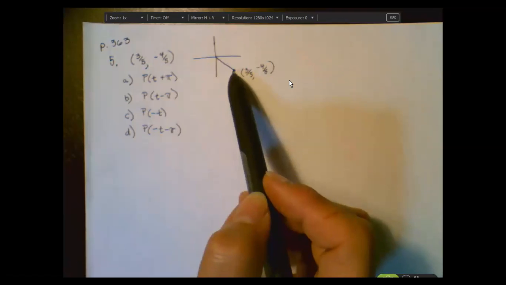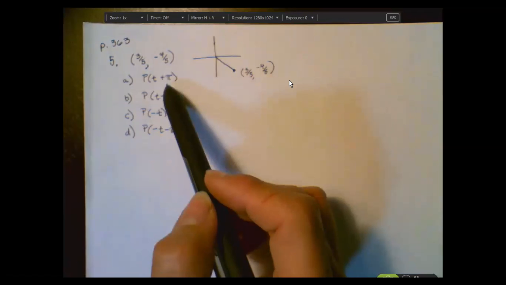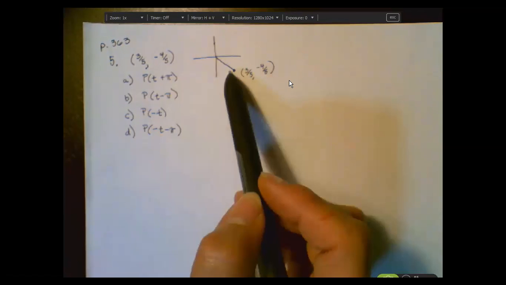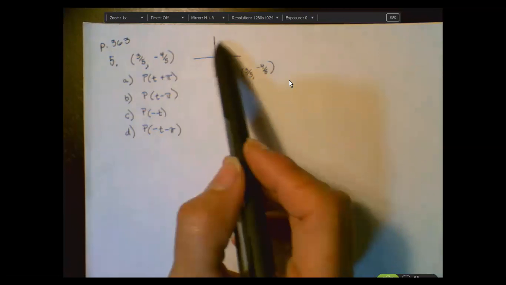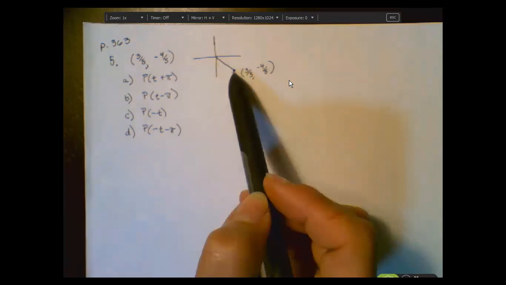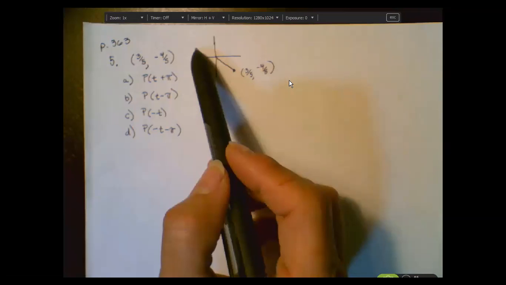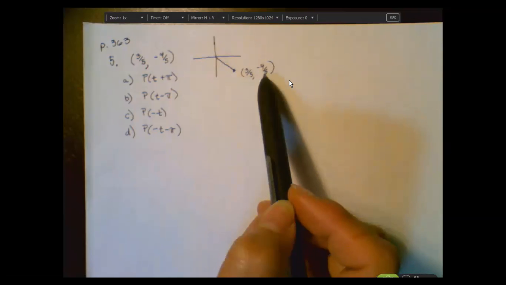Where would you end up if you went pi more radians? Pi radians corresponds to how many degrees? 180. Okay, so if you started in standard position, went to this point, and then went 180 degrees more, where would you end up? In what quadrant? 2. Yeah, keep on going another 180 degrees, you're in the 2nd quadrant, the same point, except your x will be negative and your y will be positive.